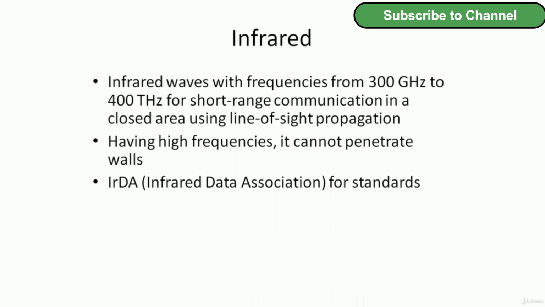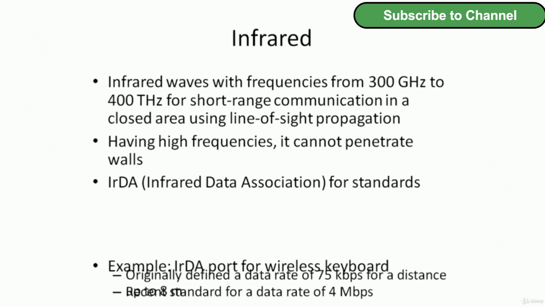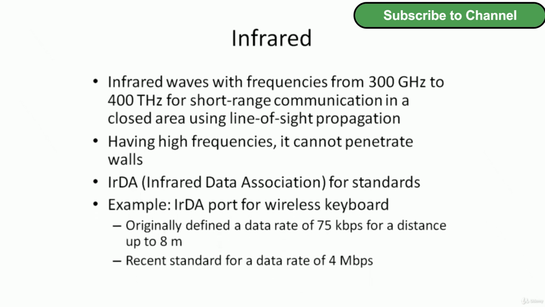IrDA is the Infrared Data Association, one of the standards used in wireless devices. Here the example given is the IrDA port for a wireless keyboard, which was originally defined with a data rate of 75 kbps for a distance up to 8 meters, and the recent standard uses a data rate of 4 Mbps.